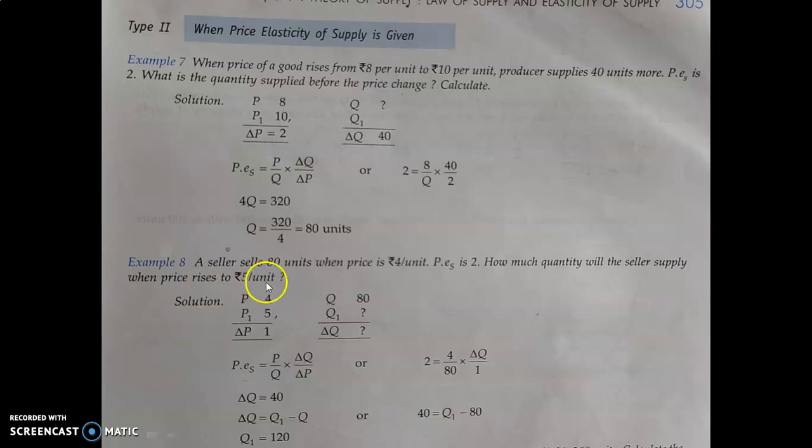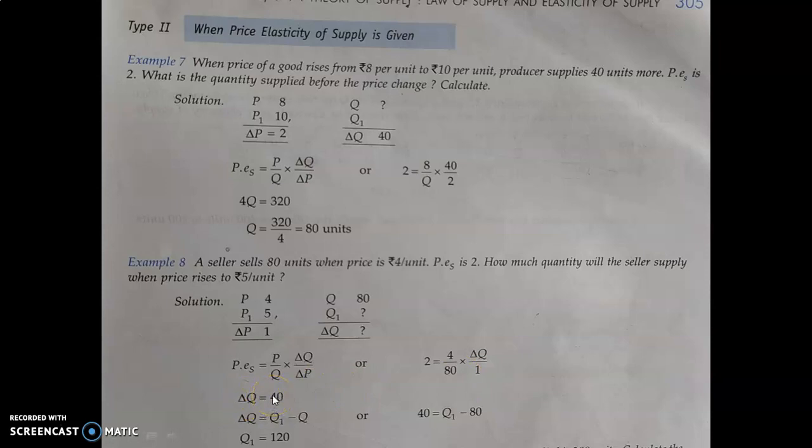So here we have old price and new price. What is the new price? 5 per unit. Then the old price 4. So delta P is equal to 1. Then the initial quantity is 80. We have to calculate Q1, the new quantity. If we get the new quantity, we can calculate delta Q. Price elasticity of supply is equal to P by Q into delta Q by delta P. So here price elasticity of supply is 2, that is equal to 4 by 80 into delta Q by 1. So delta Q is equal to 40.